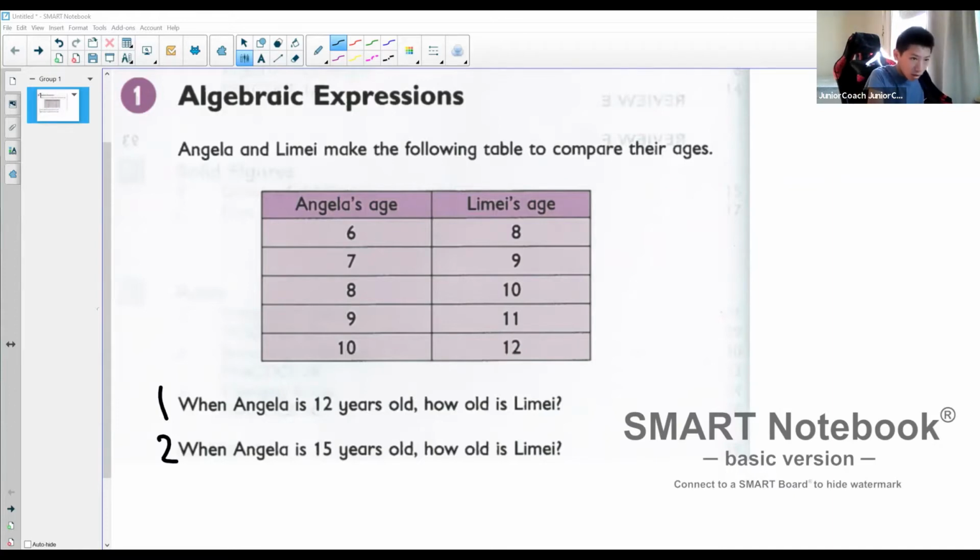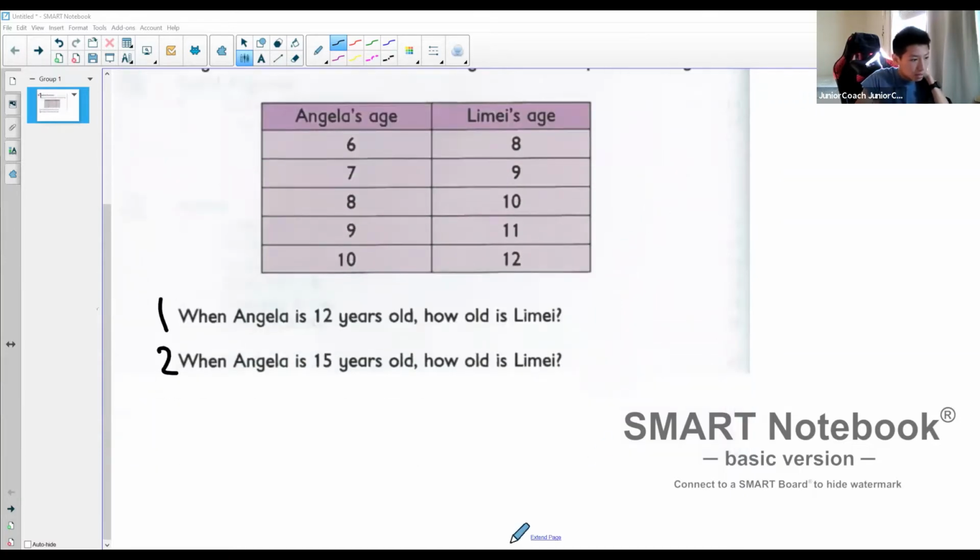So, first I'd like to ask, how did everyone solve this, right? What was your thought process? And feel free to just unmute and tell me what you were thinking. Since Li Mei is 2 years older than Angela, just add two. Exactly. So that's great. That is how you would solve it, and that is the correct answer.